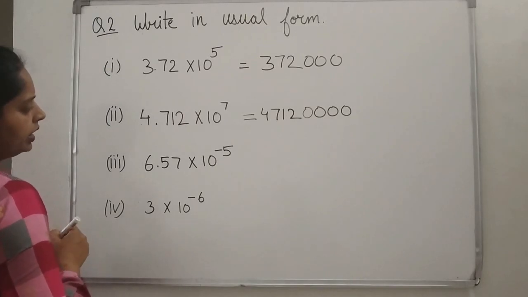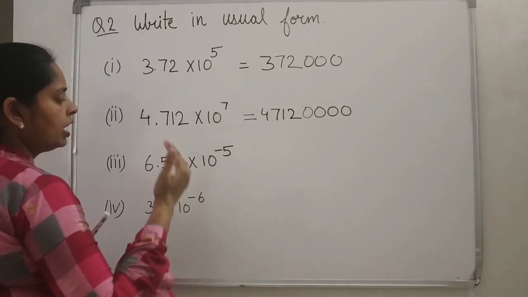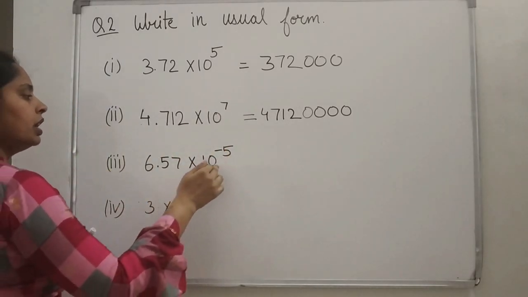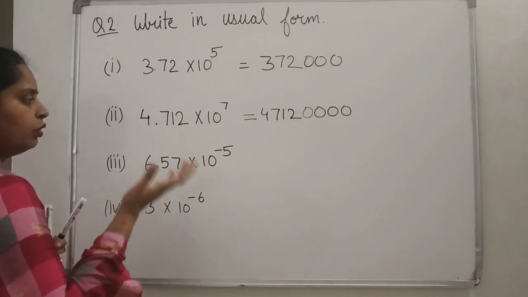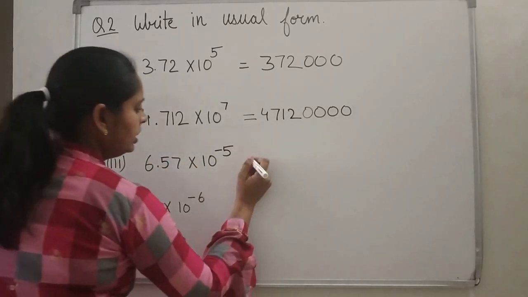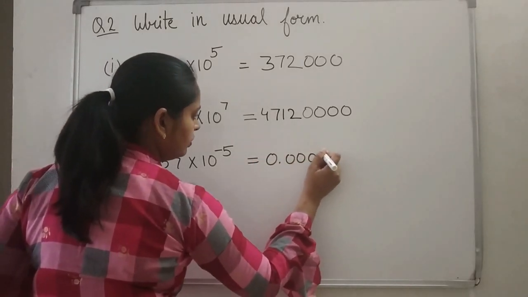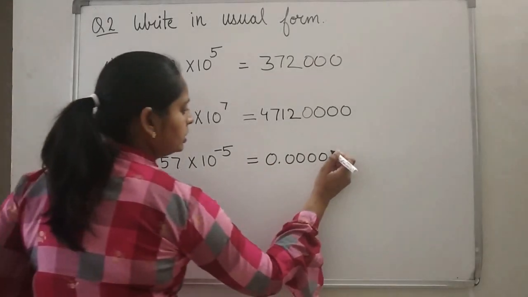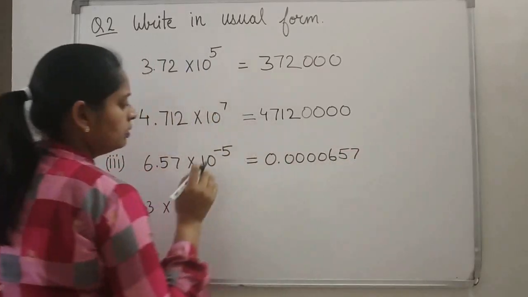6.57 into 10 to the power minus 5. As you can see, the power is negative. So we have to move the decimal to the left hand side. And how many movements do we have to make? 5 movements. 1 movement is already 6. So 4 more zeros will be required, right? So we will start with 0.1234. 4 zeros, and then the 5th place will be 6 and 5, 7. This will be your answer.